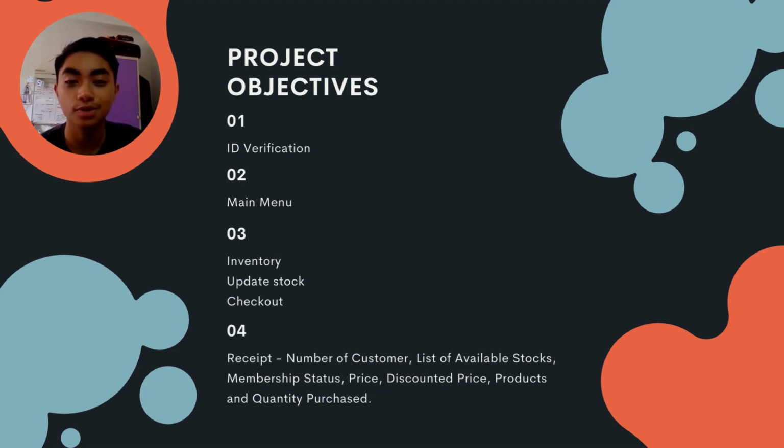For the project objectives, number one, the ID verification. Second, the main menu. Third, inventory, update stock, and checkout. And last but not least, receipt, number of customer, list of available stocks, membership status, price, discounted price, products, and quantity purchased.